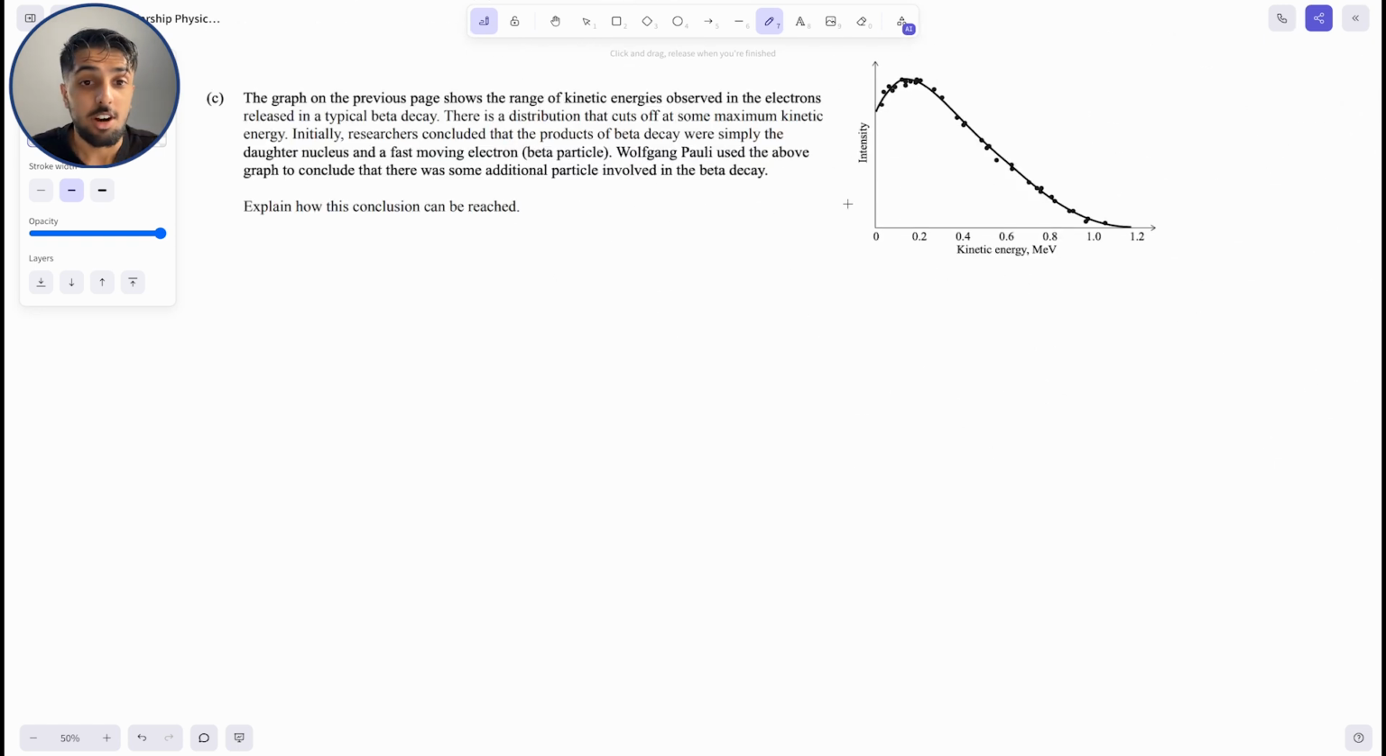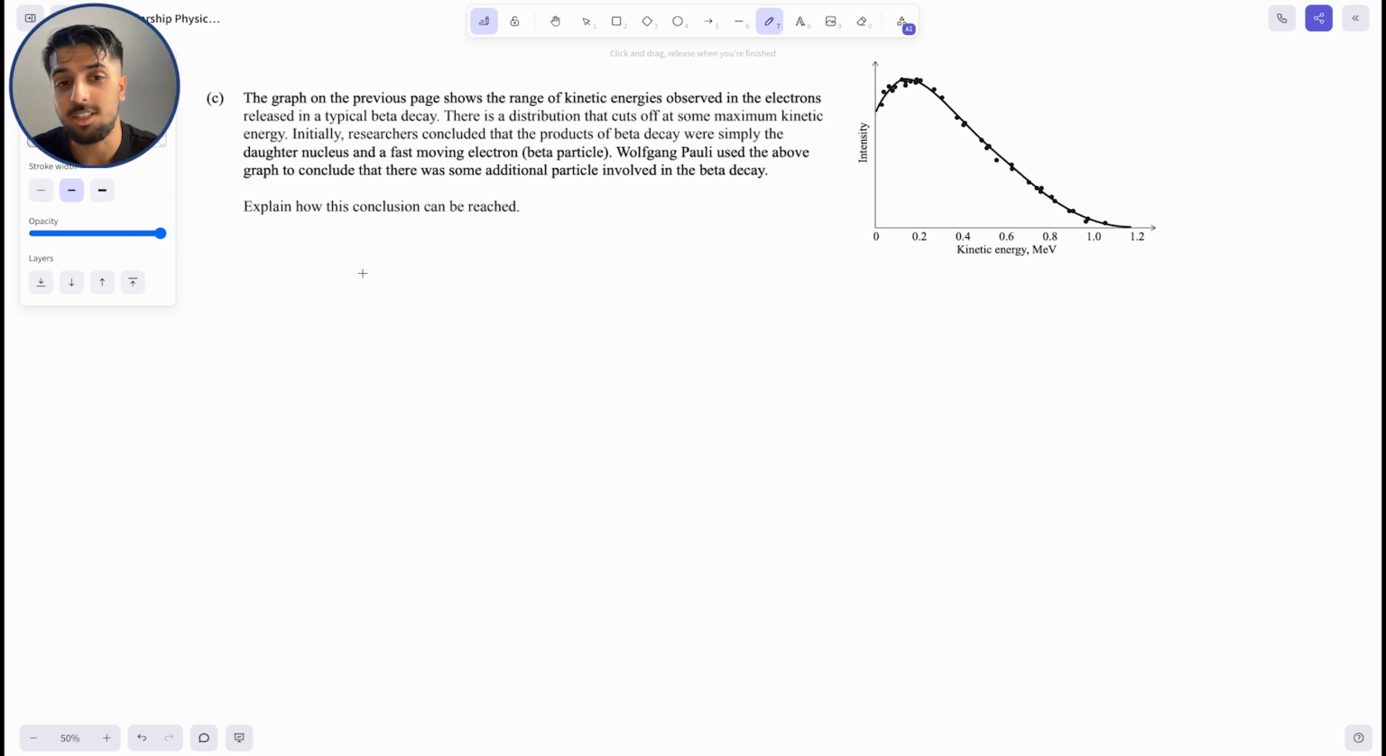There we go. The graph to the right shows the range of kinetic energies observed in the electrons released in a typical beta decay. There is a distribution that cuts off at some maximum kinetic energy. Initially, researchers concluded that the products of beta decay were simply the daughter nucleus and a fast-moving electron, the beta particle. Wolfgang Pauli, I think that's how you pronounce his name, used the above graph to conclude that there was some additional particle involved in the beta decay. Explain how this conclusion can be reached.